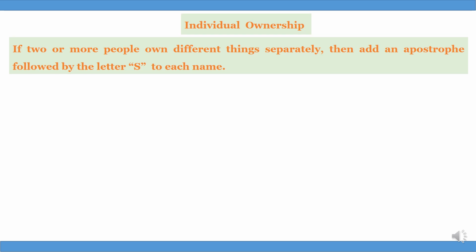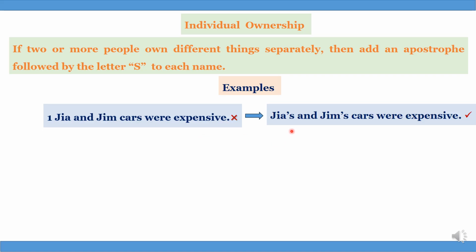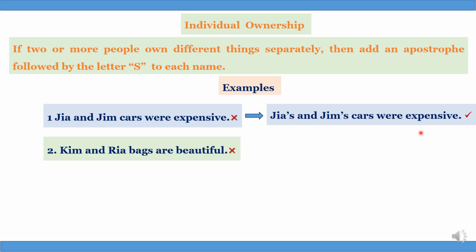Next, individual ownership. If two or more people own different things separately, then we need to add an apostrophe followed by the letter S to each name. Examples. First example, Gia and Jim cars were expensive. Here, Gia and Jim both own different cars and they're expensive. But this representation is wrong. We need to add an apostrophe and letter S to each name. This Gia's and Jim's cars were expensive.